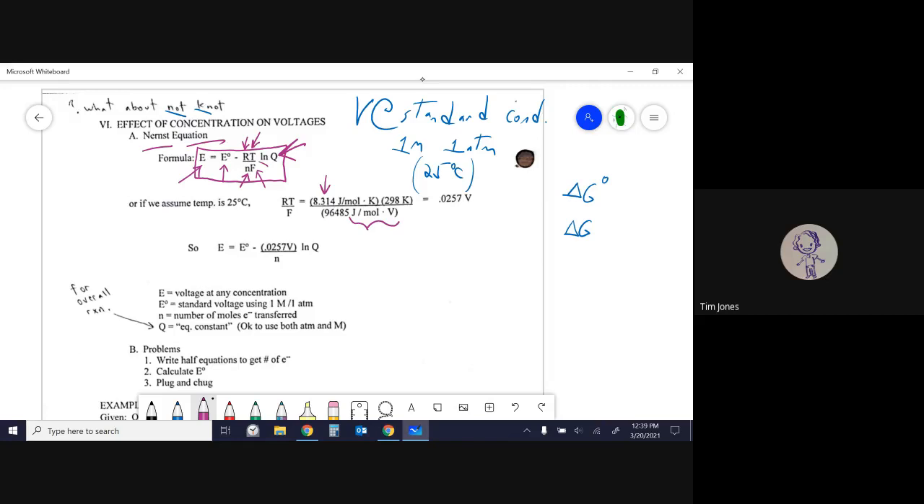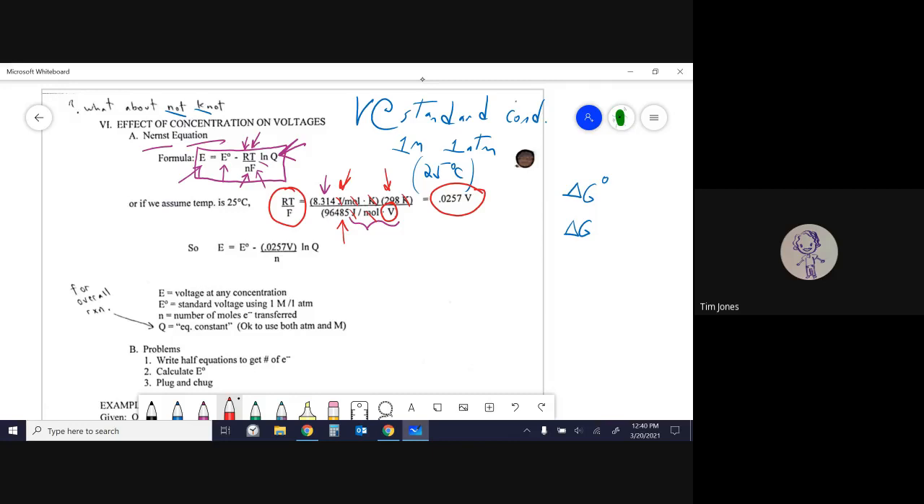Now, you can use this equation and plug in R and T and F every time, but we will almost always do it at 25 degrees Celsius. So I can take R, T, and F, plug in their values, and just solve for it once, and we get 0.0257 volts. Notice the joules cancels, the moles cancels, the Kelvin cancels, and you end up with volts in the denominator of the denominator, which then moves up to the normal numerator.